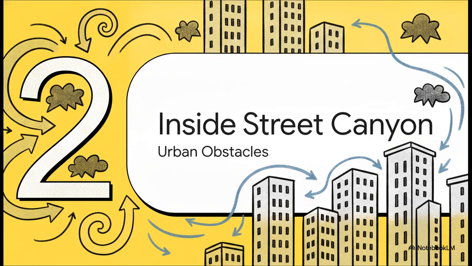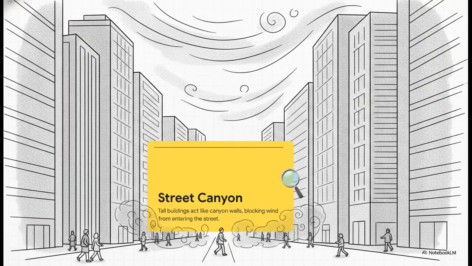Section: Inside the Street Canyon. Now, let's apply that exact same river logic back to the city grid, where buildings are essentially massive obstacles in our invisible river of air. Engineers actually call this a street canyon. It's a situation where tall buildings act literally like canyon walls. They prevent the free-flowing wind above the rooftops from easily entering the street below. So the fresh air effectively gets blocked from reaching the street level, which is exactly where we're breathing.